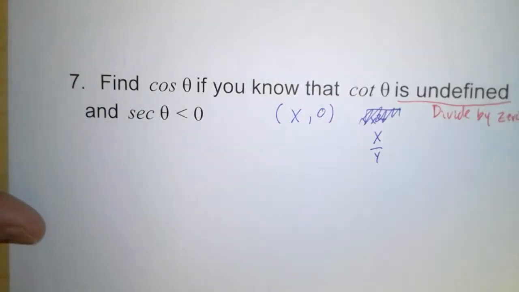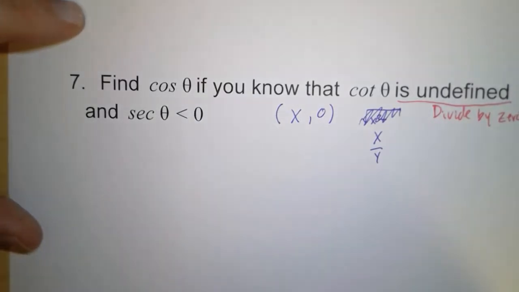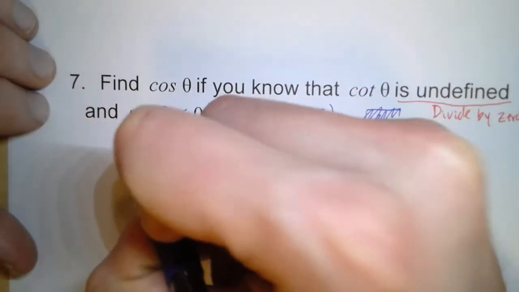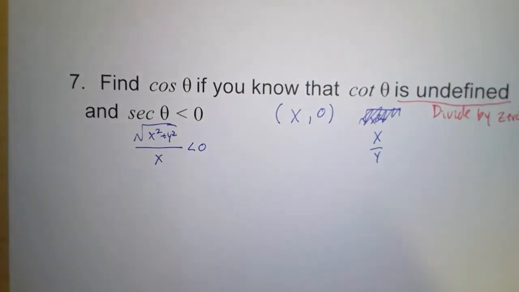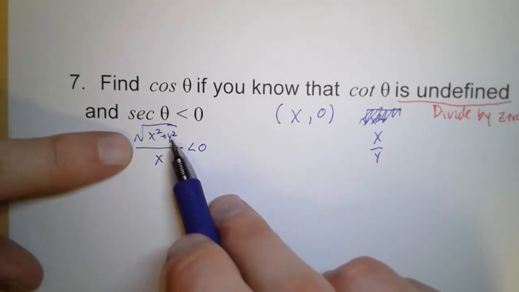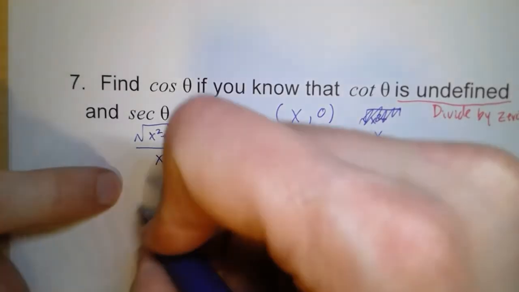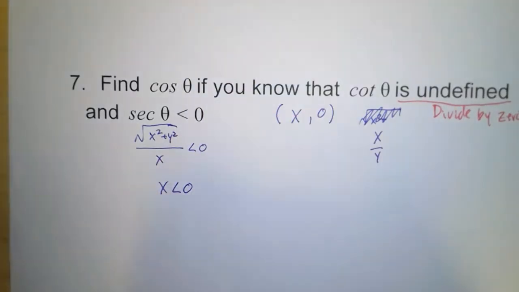So the question is, what is x? Well, it tells us that secant of theta is less than 0. All right, well, that means the secant ratio is square root of x squared plus y squared all over x. And we're saying this is less than 0. Now, I said before that this quantity is always going to be positive. So what's going to cause this whole thing to be negative? If x is negative. So that means x is less than 0. But that's all we know. All we know is that x is less than 0.